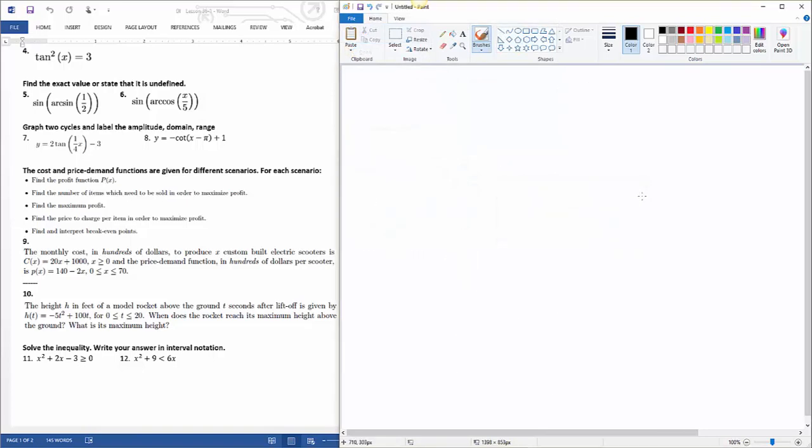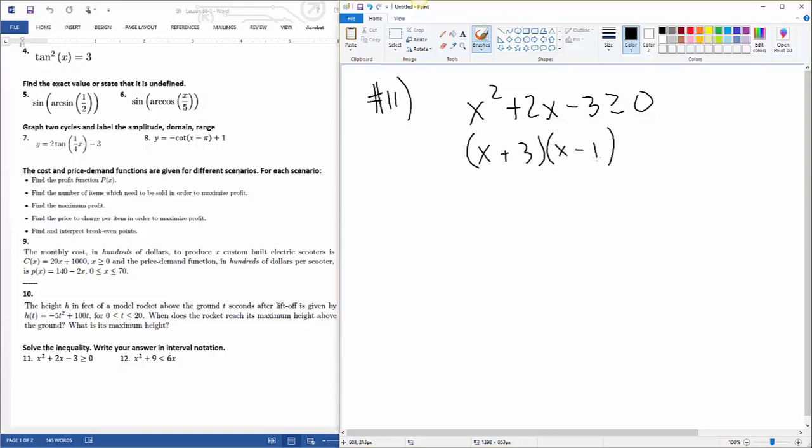All right, solve the inequality, so like number 11, x squared plus 2x minus 3. I need to find the zeros. So if I factor, this is going to be x plus 3, x minus 1, so my zeros are going to be negative 3 and positive 1. Put all that on the number line, closed circle. And now I need to pick values in between, like negative 4, 0, and positive 2.